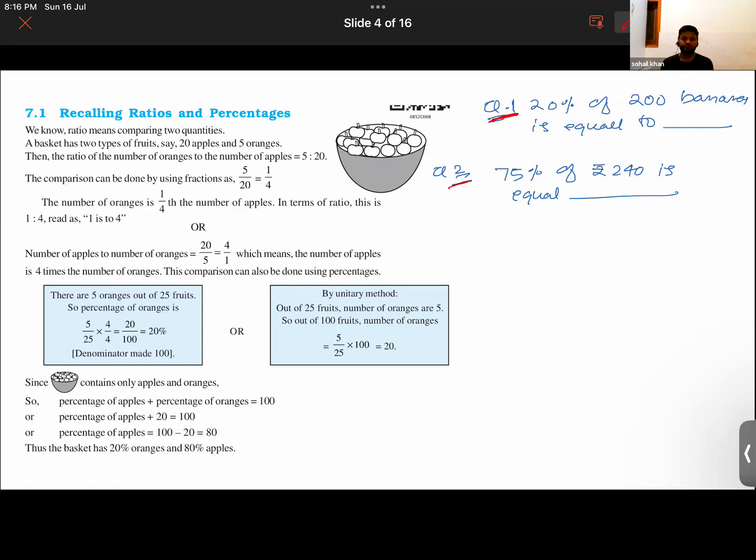So the answer to the first one is 40 bananas. Ahmed, did you get the same answer? Yes, sir, I did. Now for the second one, 20% of 200 bananas. So that is 20 upon 100 multiplied by 200.